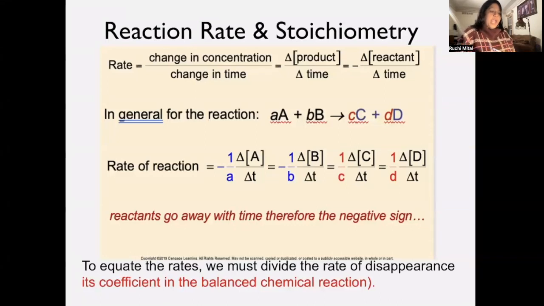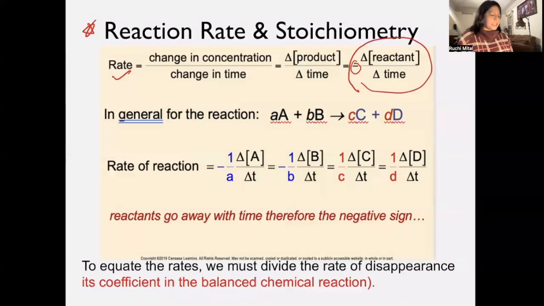So now, reaction rate and stoichiometry, a very important point to remember. Make sure you make a note of this. We talked about rate as the change in concentration over time. We are going to put a negative sign when it is the rate of change of the reactant over time. That is what we are going to focus on. Once again, the negative sign is just there to show that it is a disappearance.